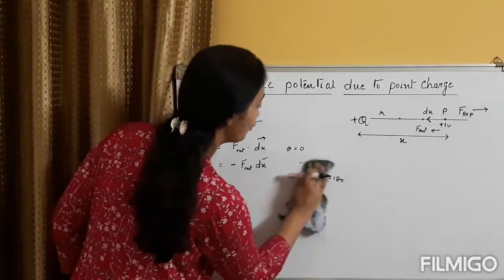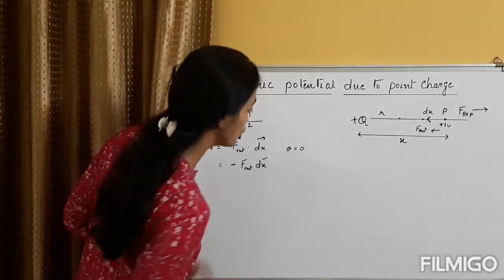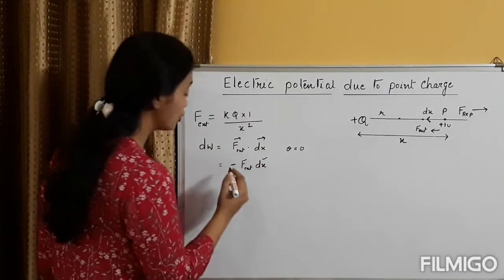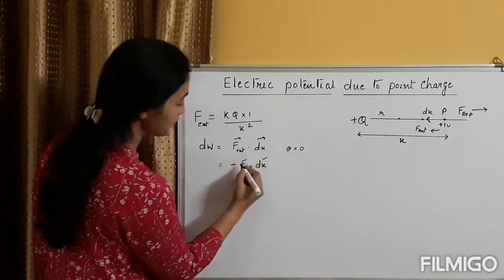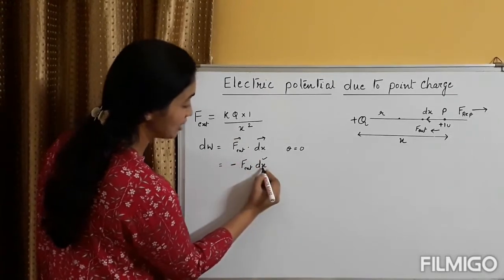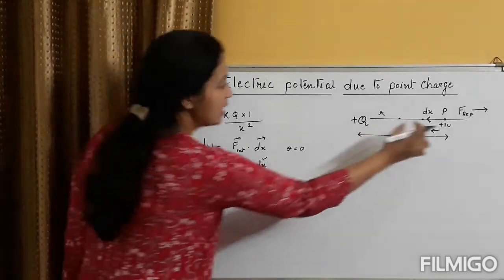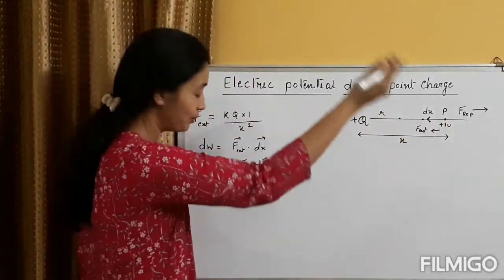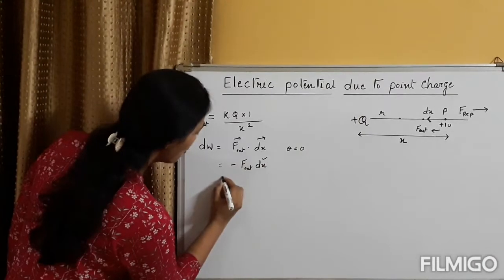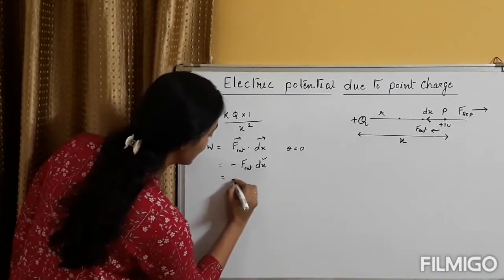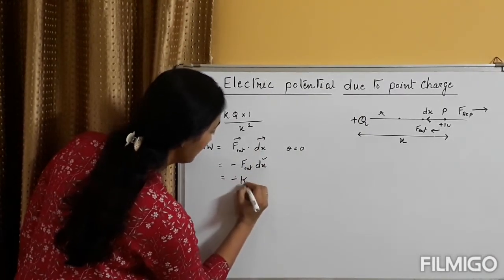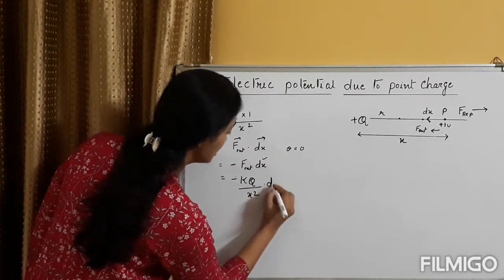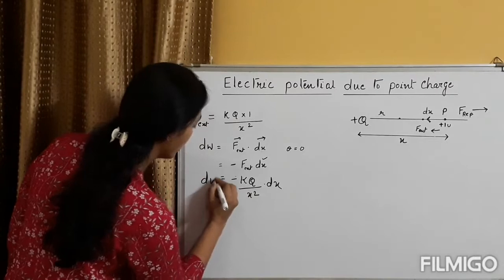So be careful which particular force you are substituting in the expression. Magnitude wise they are the same, but you have to take care of the directions involved. Here I am saying F external, but I have placed the negative sign just to ensure that the value of dx is decreasing, meaning as I come closer the x final will be less than x initial. Now putting the value of F external, I am getting minus k q into 1 upon x square into dx. This is my small work done.